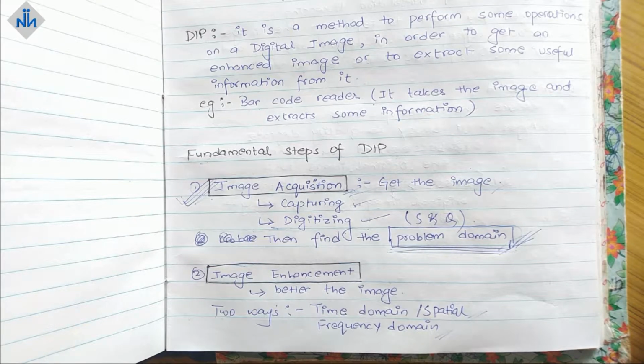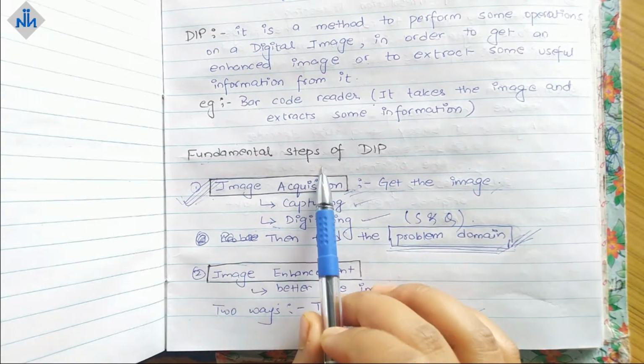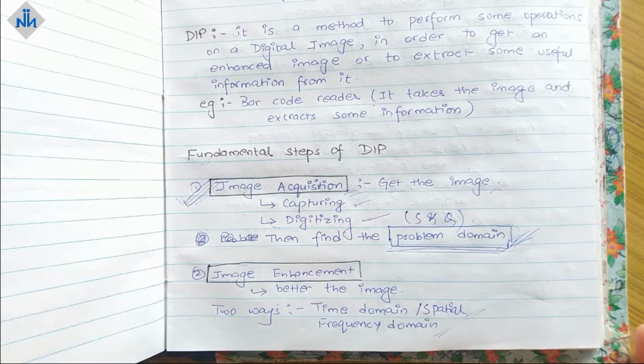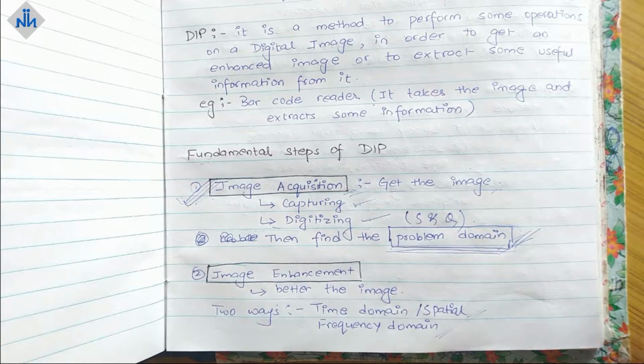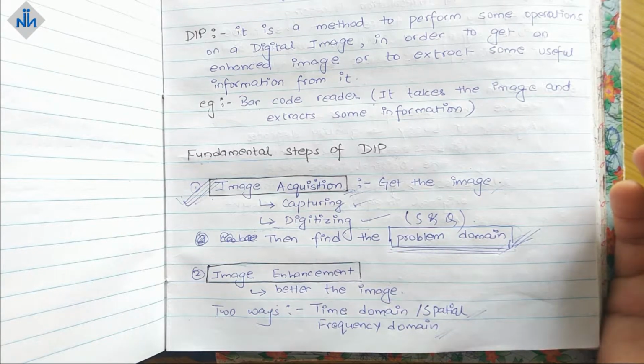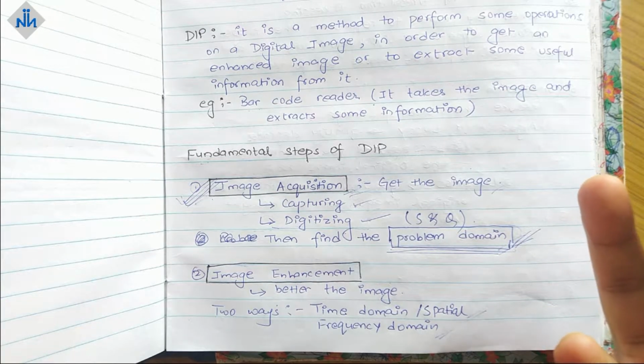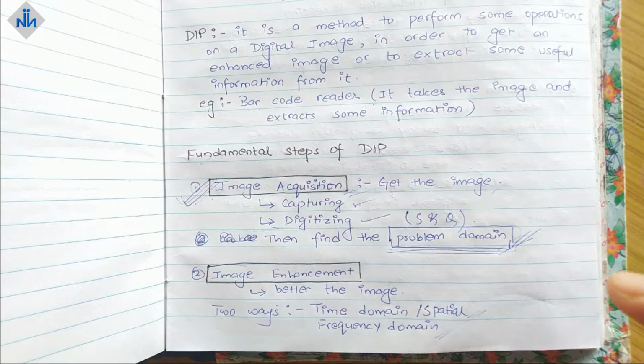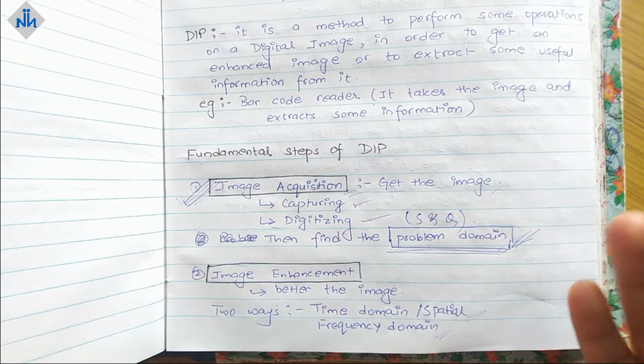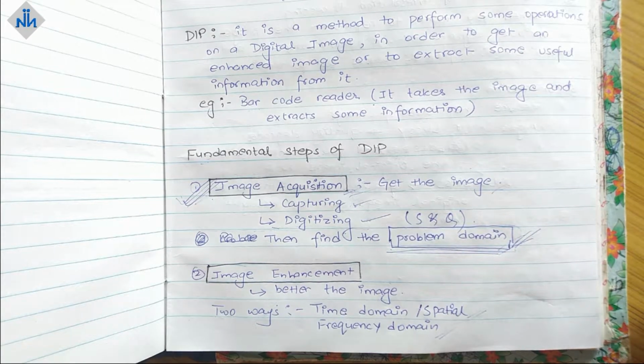In today's video, we're going to talk about the fundamental steps of DIP. When we are talking about digital image processing, when we have an image, we want to do some processes on it or change it or modify it in such a way that it can become useful for us. For that, there are many different steps and processes that we can apply.